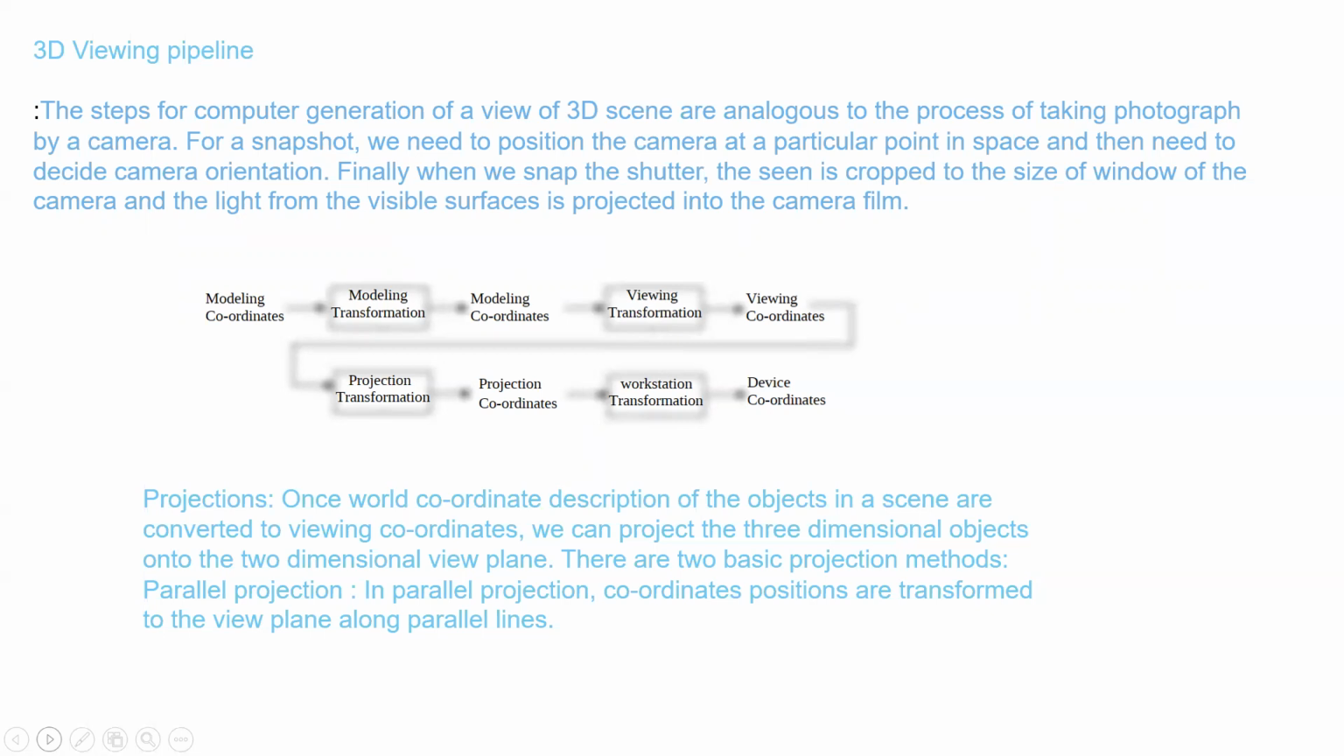Let us see how this 3D viewing pipeline will work in the form of coordinate positions. Modeling coordinates go through the modeling transformation into world coordinates, then through the viewing transformation, and finally to viewing coordinates. That gives rise to the projection transformation, projection coordinates, workstation transformation, and device coordinates.